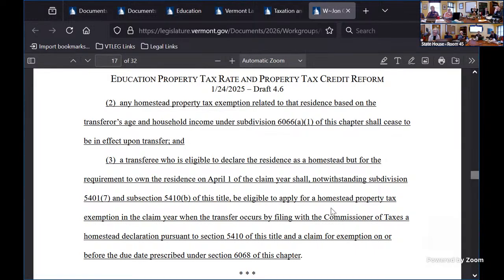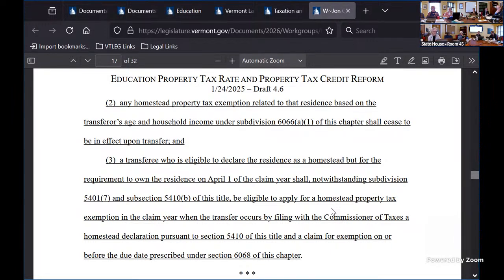And then under subdivision 3, a transferee, so the person purchasing the house or receiving the house, however it might be delivered to them, the transferee who is eligible to declare the residence as a homestead, but for the requirement to own the residence on April 1 of the claim year. So they didn't own it at that time, but they are the one that is getting into that house, may be eligible to apply for a homestead property tax exemption when the transfer occurs by filing this homestead declaration and a claim for the exemption on or before the due date prescribed under section 6068 of this chapter. That is the due date for your income tax return.